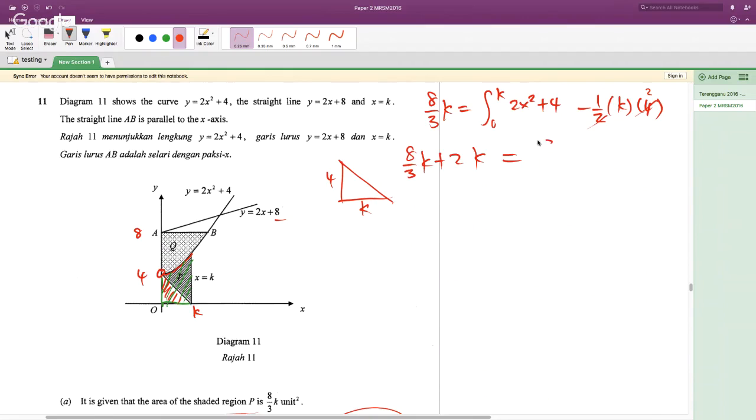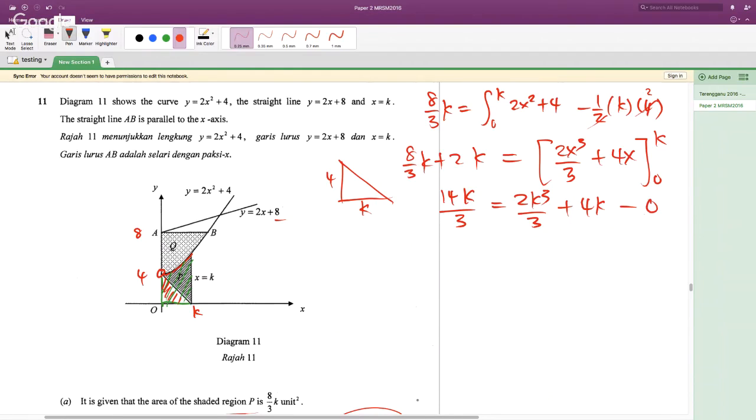This one I will just integrate. I will get 2x cubed over 3 plus 4x, from 0 to k. And I will do some substitution here. This one should be 14k over 3, 6, right? So I substitute in, this is 2k cubed over 3 plus 4k minus 0. So solve this equation to get the value of k.